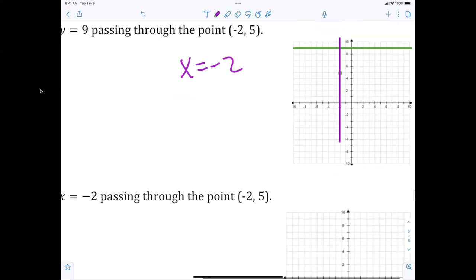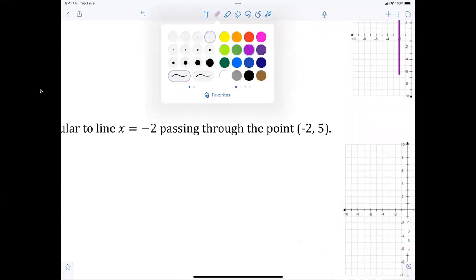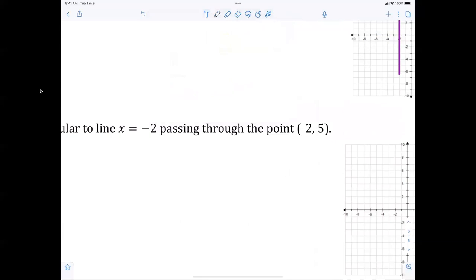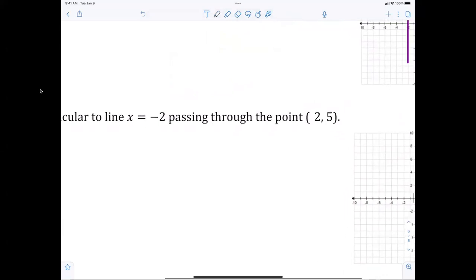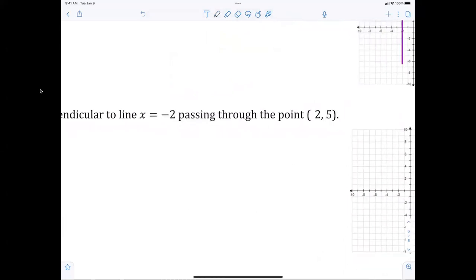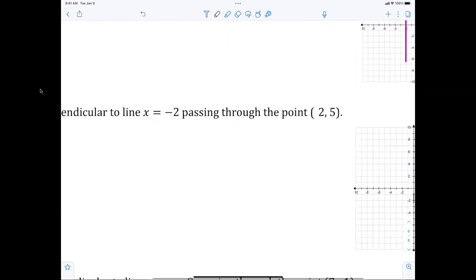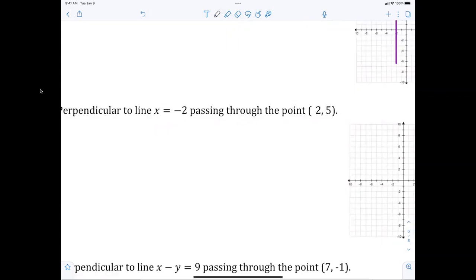All right, so now again, my last typo, or my secretary's last typo, would be here. It's just 2, 5, not negative 2. Okay. So perpendicular to the line x equals negative 2.